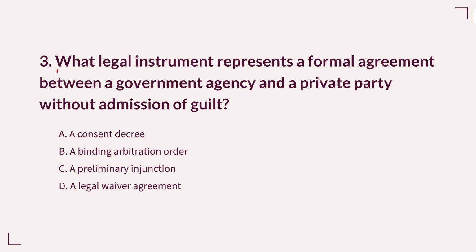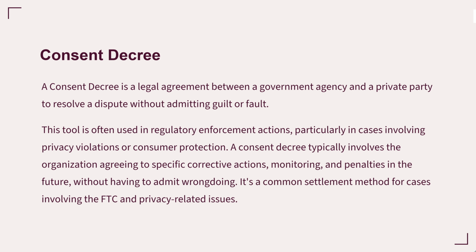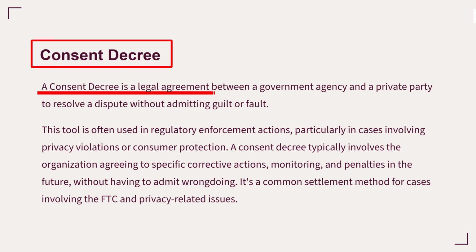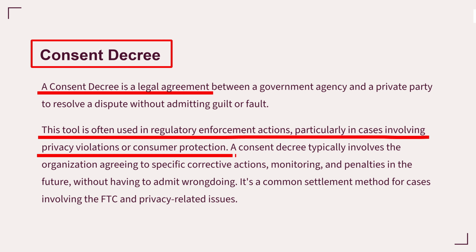Question 3. What legal instrument represents a formal agreement between a government agency and a private party without admission of guilt? The knowledge points of this question are: consent decree. A consent decree is a deal between a government agency and a company to settle an issue without the company admitting guilt. It's often used for cases like privacy violations, requiring the company to fix the problem and avoid future issues.